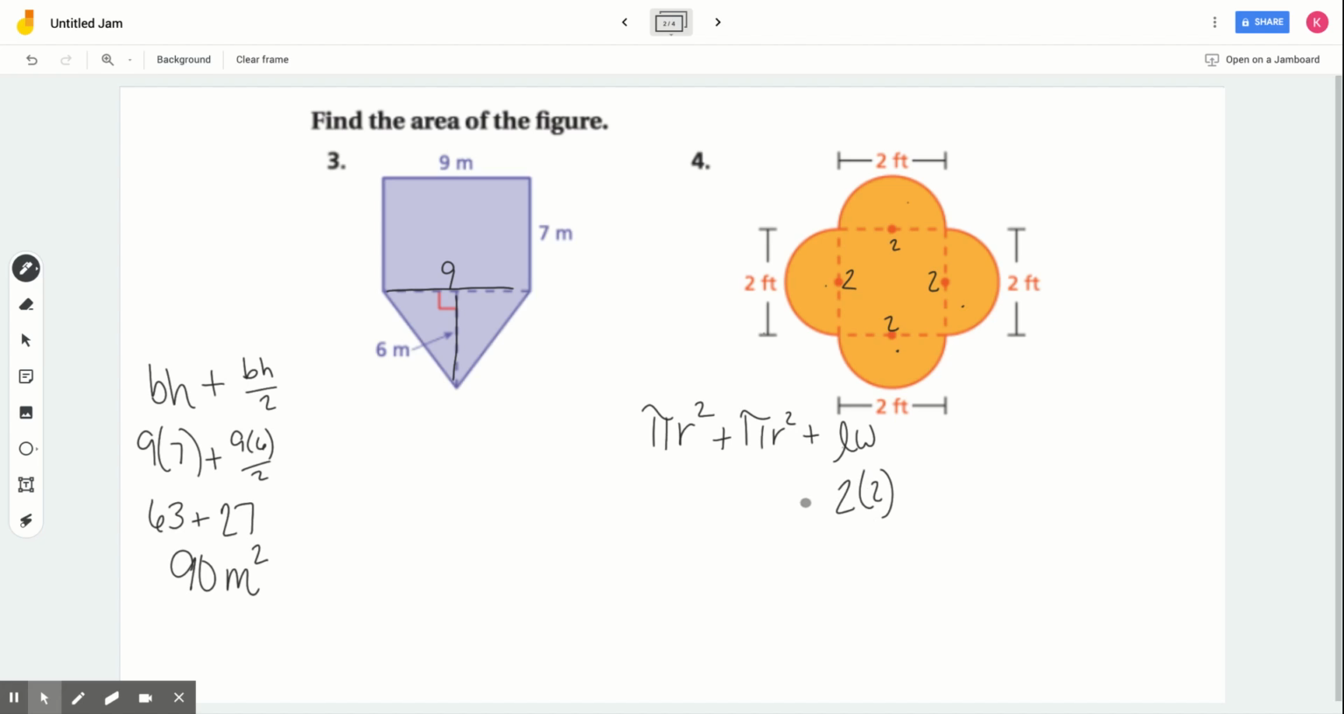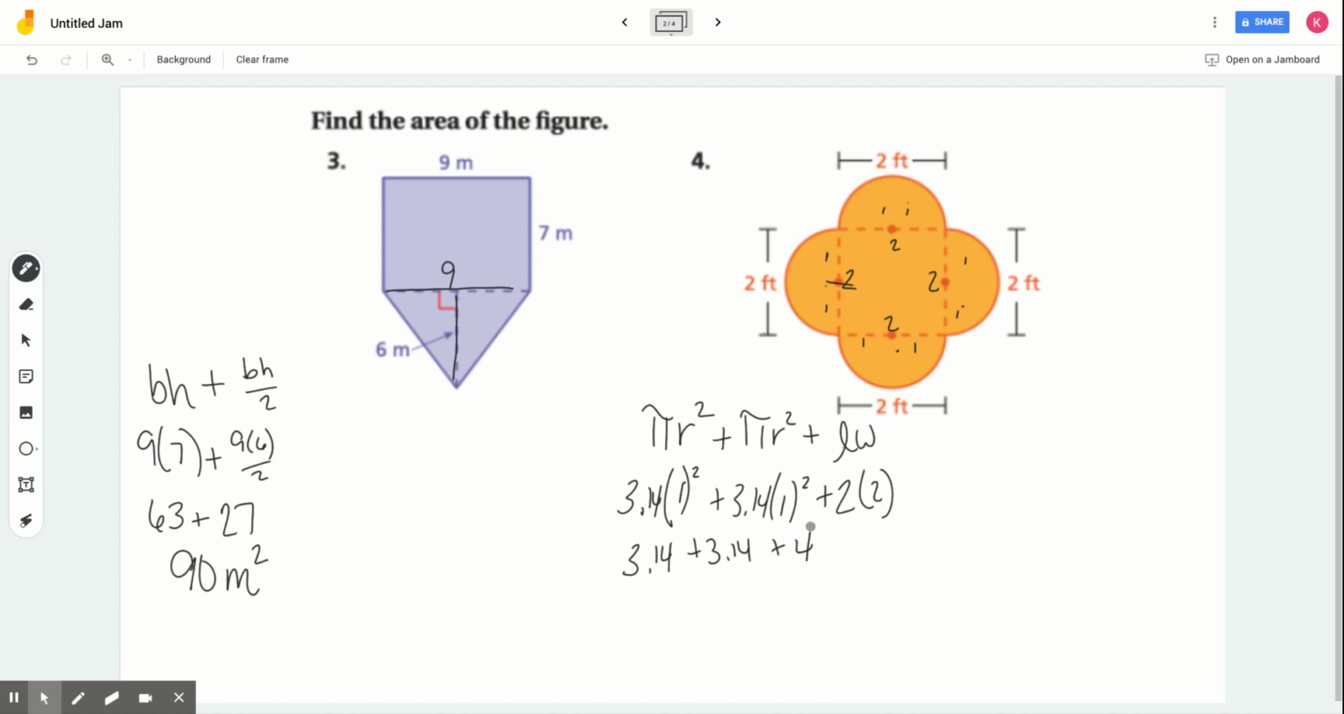So now I can plug in my dimensions. My radius, if my diameter is 2, the radius is 1. And if we think about 1 squared, what is 1 times itself, or 1 times 1? Well, 1 times 1 is 1, and anything times 1 is going to stay the same. So 3.14 times 1 is 3.14.